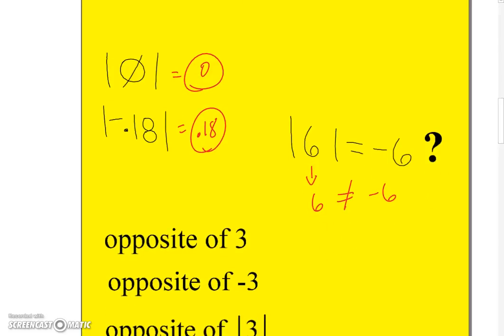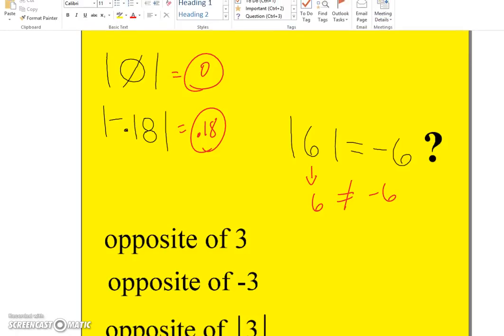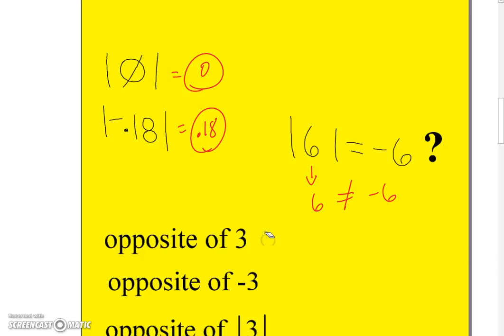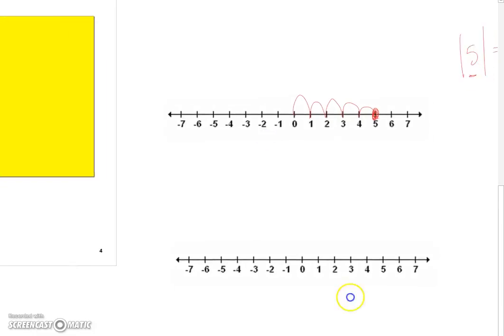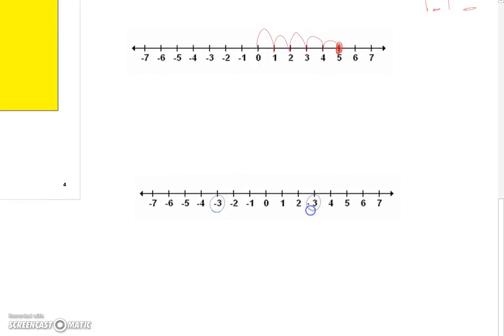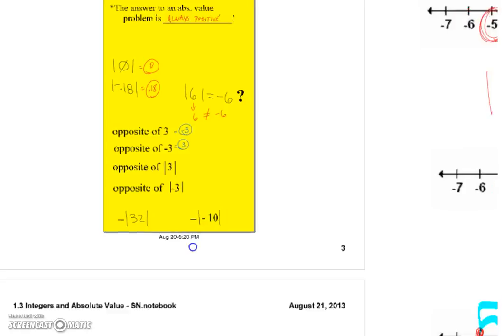Now, I want to go back to our conversation on opposites for just a minute. What is the opposite of 3? Well, I think we all know that, it's going to be -3. Opposite of 3 is -3. Same distance from 0, opposite sides of the number line. What's the opposite of -3? Well, +3. Again, if we go look at our number line down here, -3 and +3 are each the same distance away from 0. Now, this is the part that trips students up, and we'll end with this.